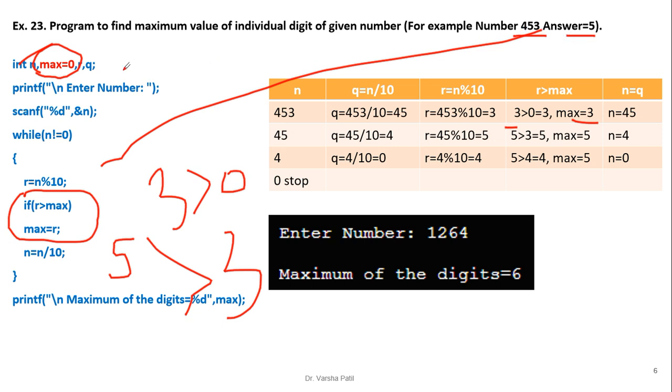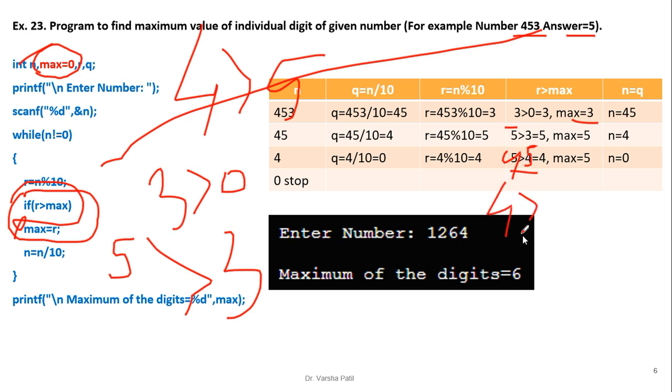Now max is 5, so it should not be changed. So again in the condition, is 4 greater than 5? That is not okay, because max is 5. 4 greater than 5, this condition fails. So when this condition fails, this statement will not execute and our max remains the value 5. In this way it will find the maximum value of the individual digits.